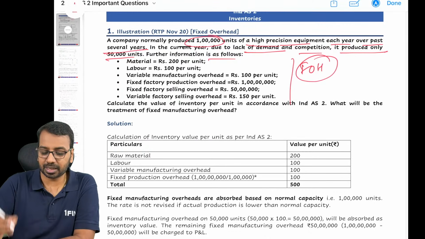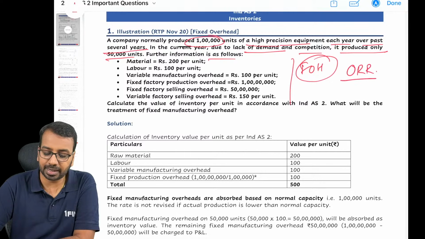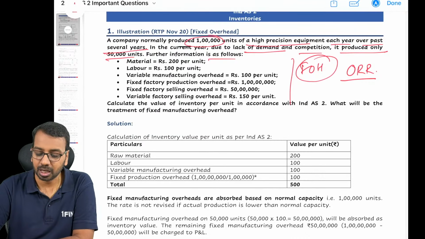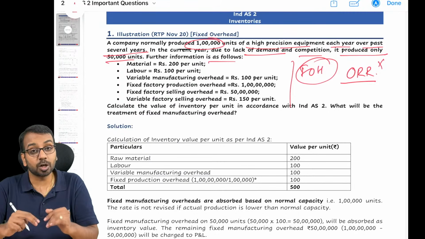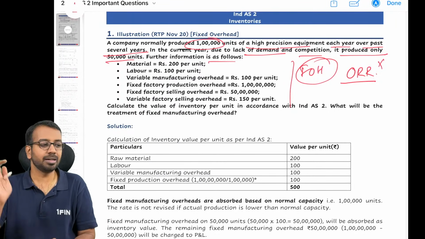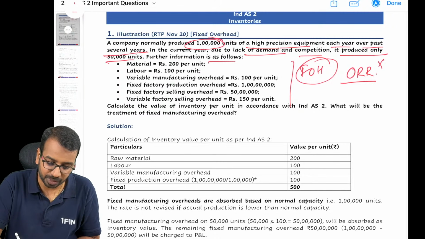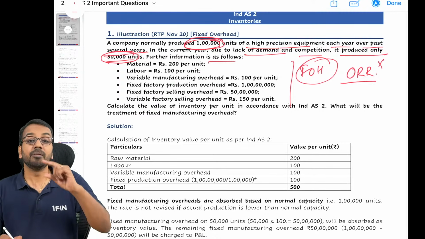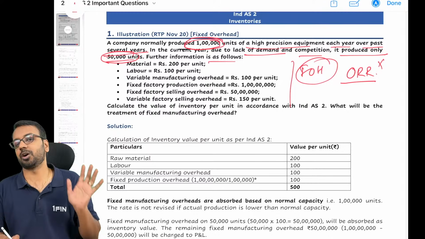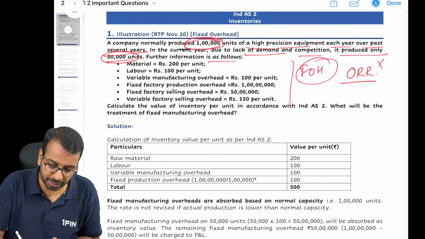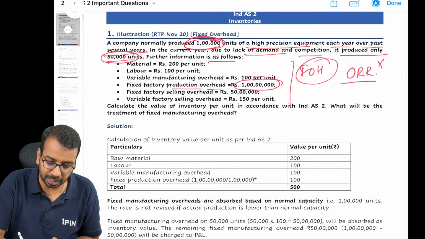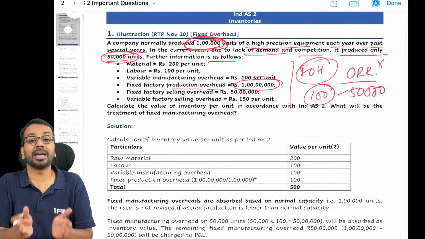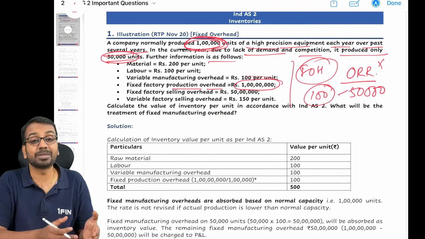As far as fixed overheads are concerned, we compute something called the overhead recovery rate. If actual production is less than planned production, we do not change this rate. If actual production is more than the planned production, then we change the rate. Now in this case, 1 lakh units is the normal production, and 50,000 units is the revised production. So it has reduced. Will we revise the overhead recovery rate? We will not revise. So fixed overhead of 1 crore will be allocated on 1 lakh units at 100 per unit. Out of this, 50,000 will be added to the cost of inventory. The balance will be expensed off.